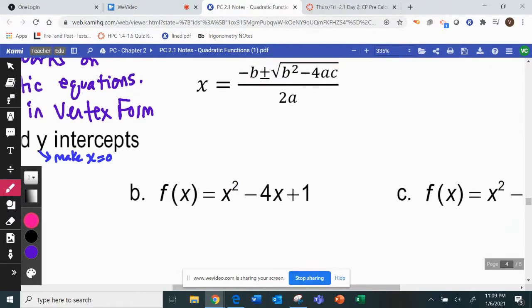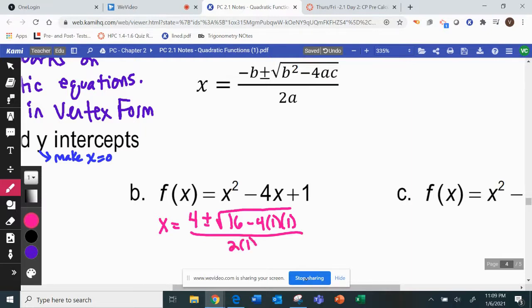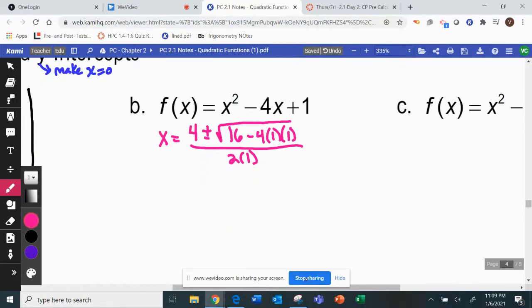Okay, so we are going to use the quadratic formula to find the x-intercepts of question B. So x equals opposite b, so it's negative 4. I'm going to put positive 4. Plus or minus the square root of b squared, which is 16, minus 4ac, all over 2a. There we go. So we've got it put into the quadratic formula. So x is going to equal 4 plus or minus the square root of 12, over 2.